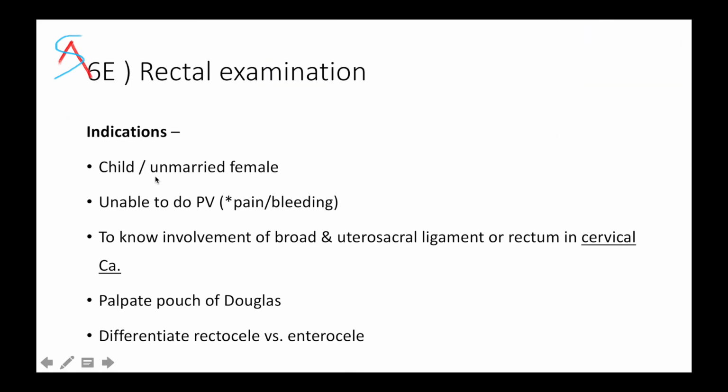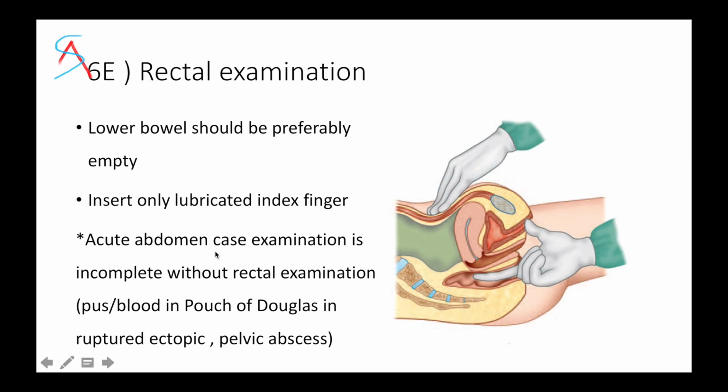Then you have to do rectal examination. Rectal examination is indicated in an unmarried female or child where you cannot do per vaginum examination. Another indication is when you want to know the involvement of broad and uterosacral ligament in case of cervical carcinoma, where you want to palpate pouch of Douglas. It is also very important in case of cervical and ovarian malignancy, and also to differentiate between rectocele and enterocele. And in all acute abdomen cases, it will be incomplete if you don't do rectal examination.